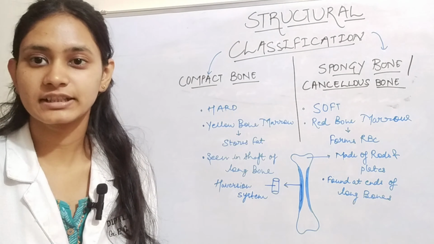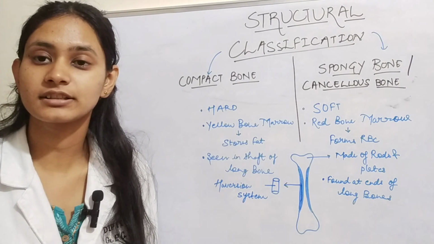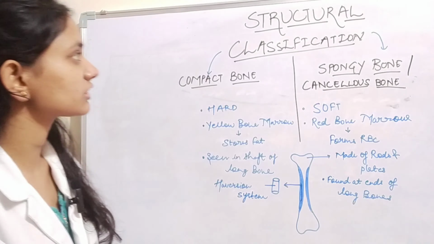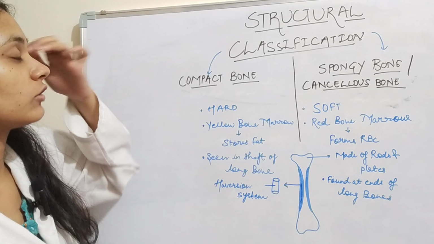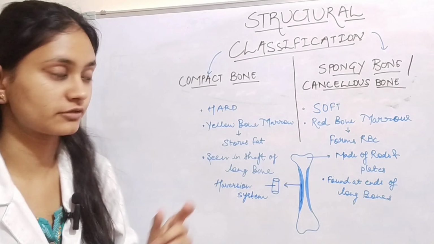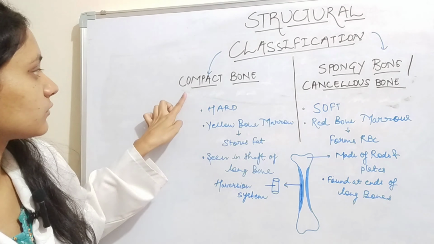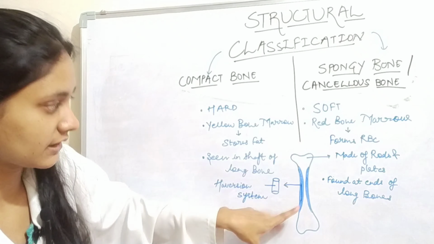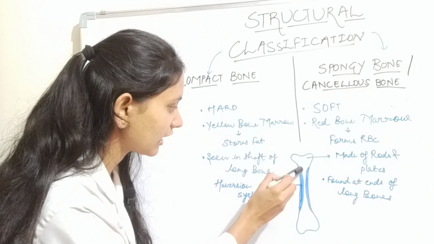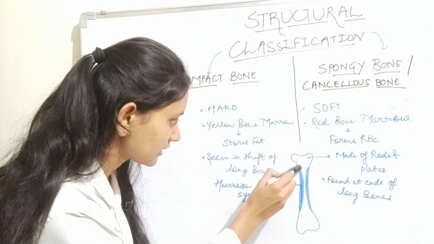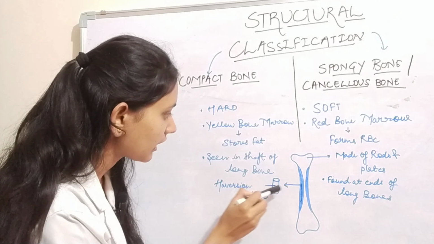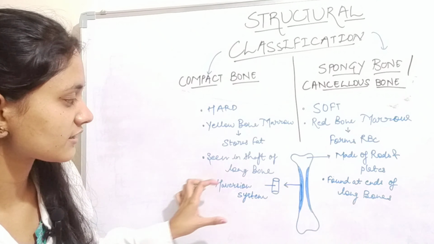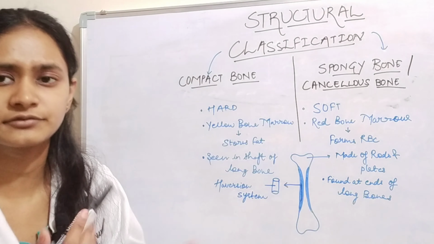So here we have completed three types of classification: developmental classification, classification based on shape, and regional classification. And now the fourth classification is structural classification. That is how we classify bone on the basis of its structural form. It is of two types: compact bone and spongy bone, also known as cancellous bone. Now consider a long bone. Here at the shaft, this structure is made up of a hard kind of structure. It also constitutes a system called the Haversian canal system. It is cylindrical in shape. We will study it in a further lecture.